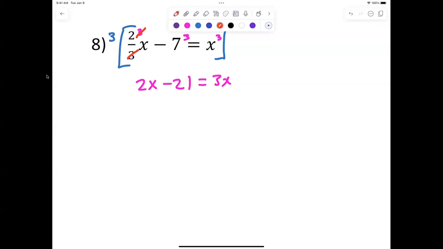Okay, so now obviously we just subtract 2x, right? And so x is equal to -21. Everybody's good? All right, here we go.